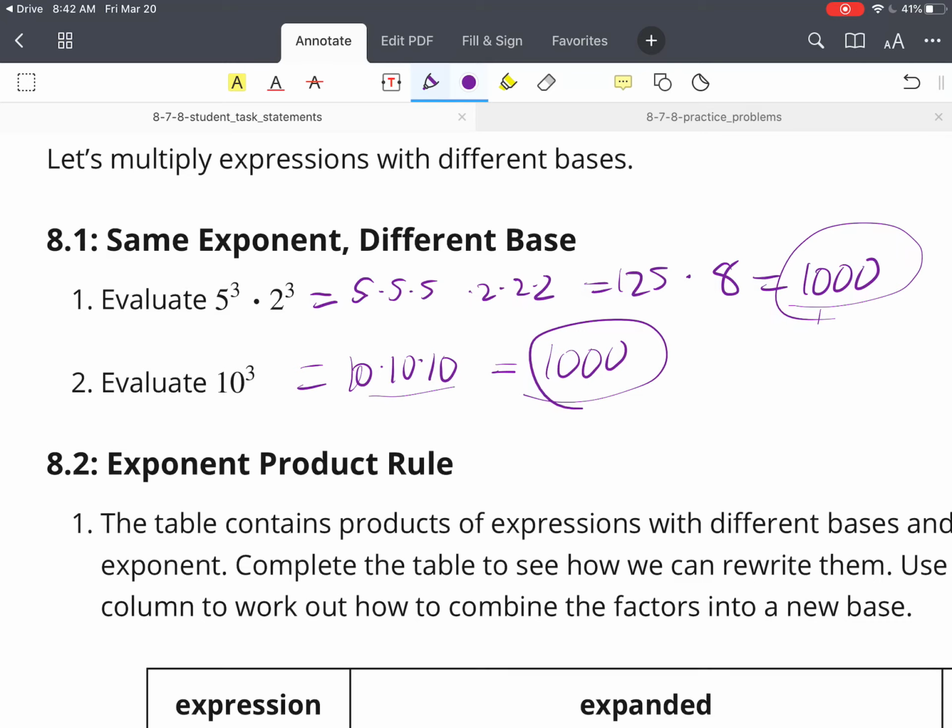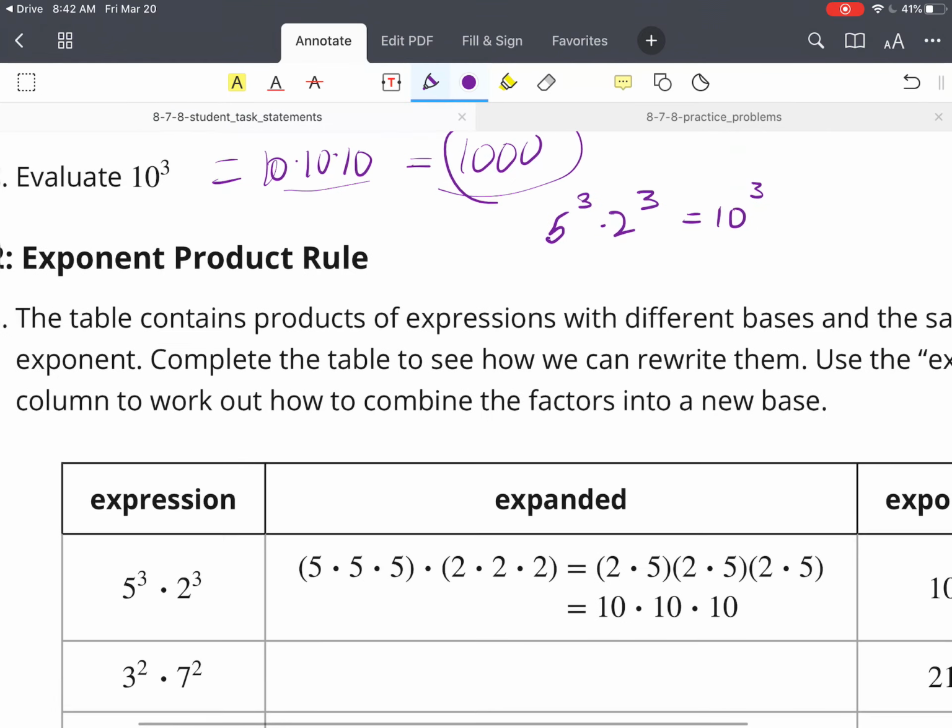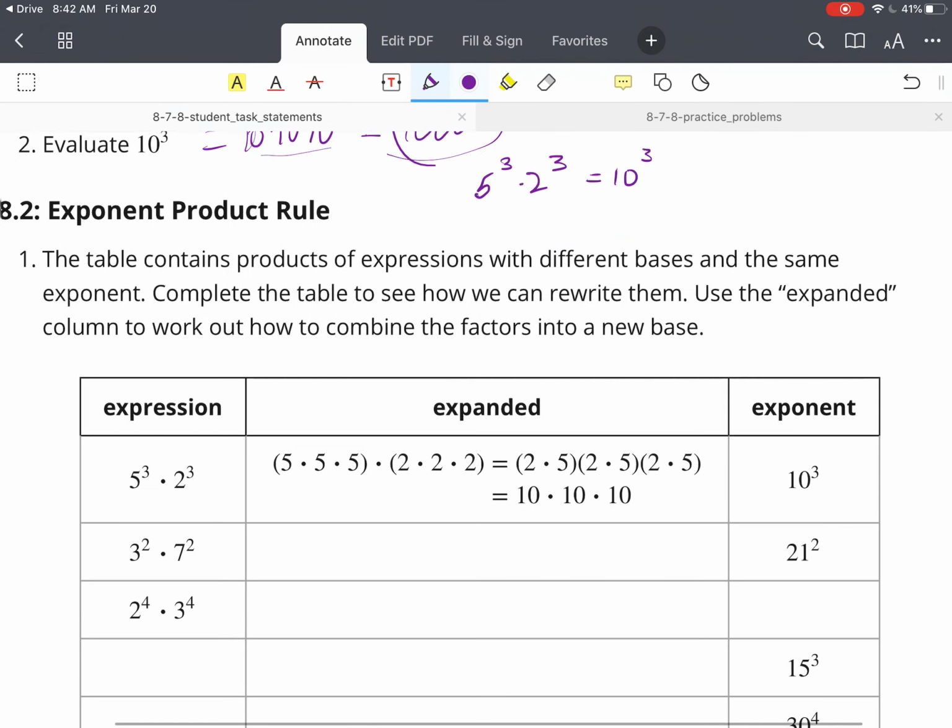Oh, notice how they're the same. 1,000, 1,000. Huh. That makes me think if 5 to the third times 2 to the third is the same thing as 10 to the third. I don't know. We'll see.